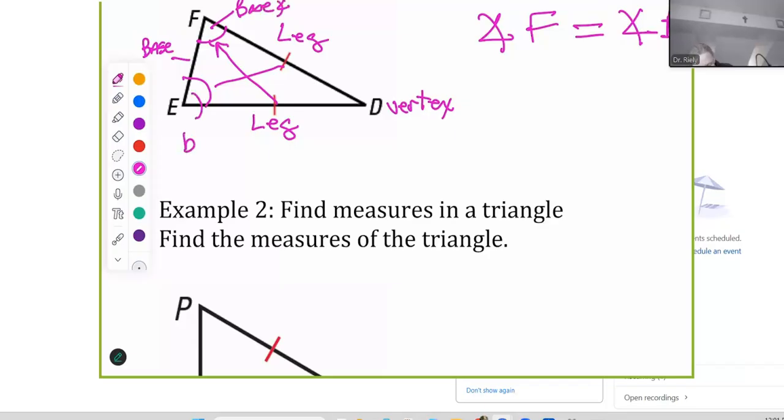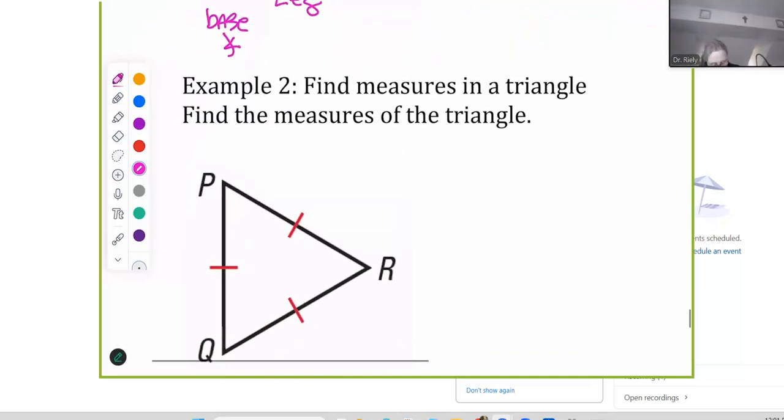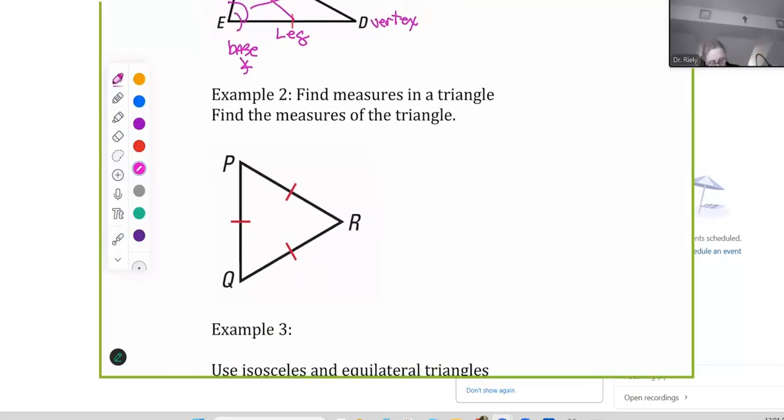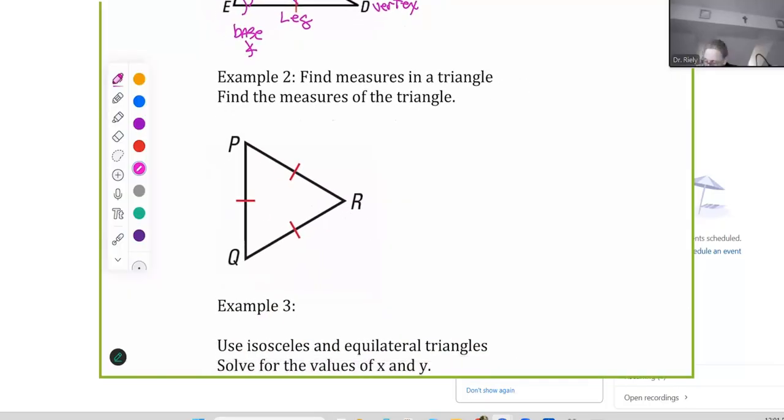And that is a base angle. Okay, you definitely want to know how to label these. Okay, find the measures in a triangle. Find the measures of the triangle. Okay, can you find the angles? So what I know is that all of these are equal.